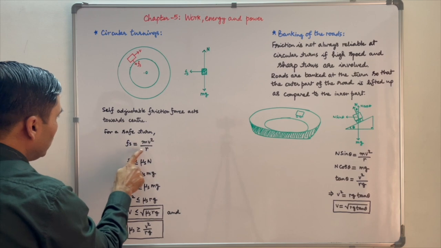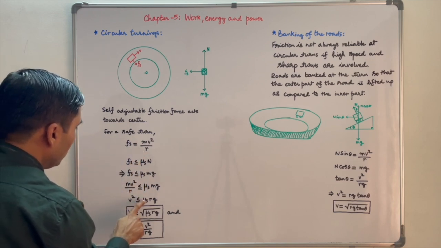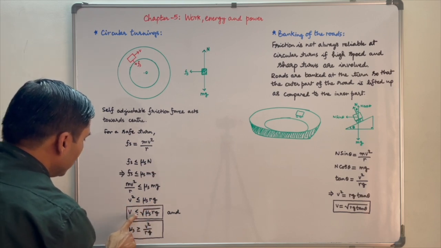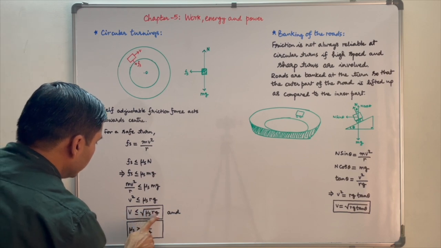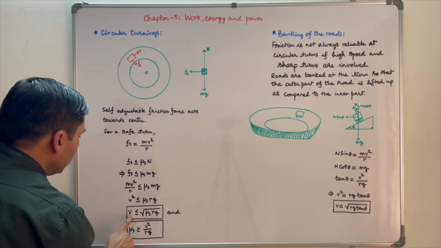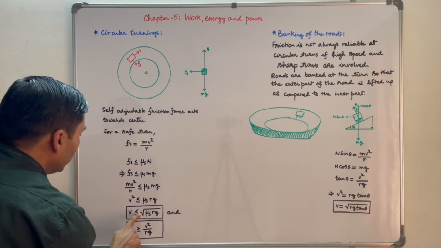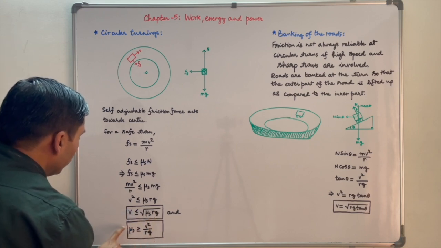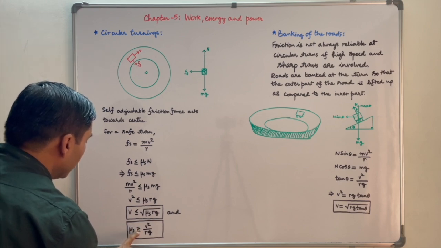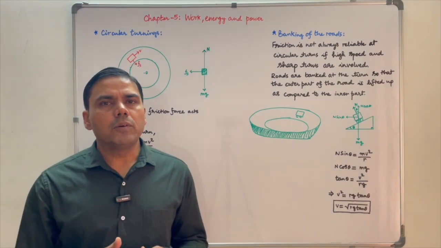Put Fs equal to mv square by r. So we get v square is less than or equal to μs into rg. From this equation, v is less than or equal to under root μs into rg, and μs is greater than or equal to v square by rg. This is the speed limit. Vehicle cannot have speed more than under root μs into rg. And the coefficient of static friction between the tires and the road should be greater than or equal to v square by rg.